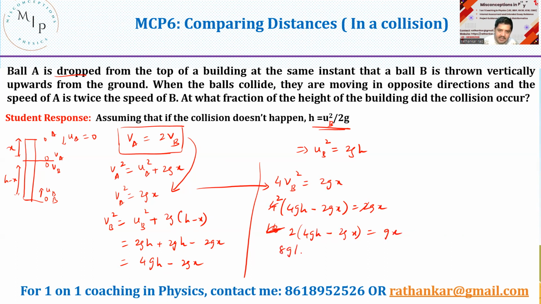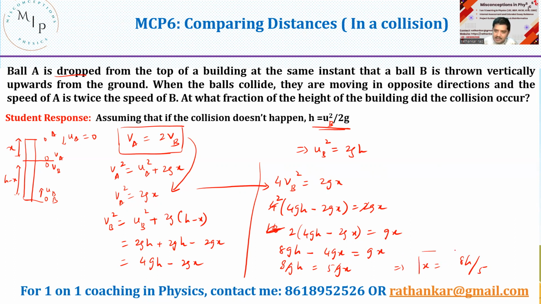Expanding this, I get 8GH minus 4GX is equal to GX, or 8GH is equal to 5GX. So this G and this G goes away, and thus he gets the answer as X equal to 8H divided by 5. Now let us understand what is the mistake here.